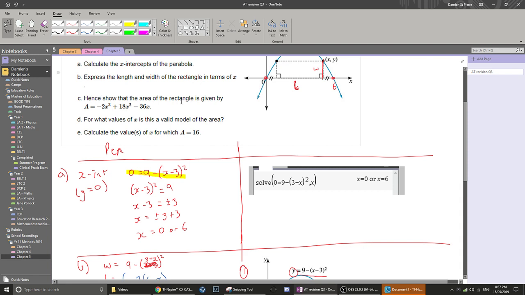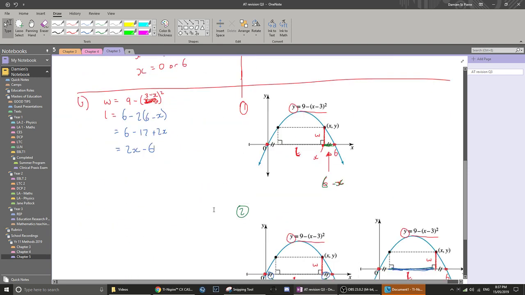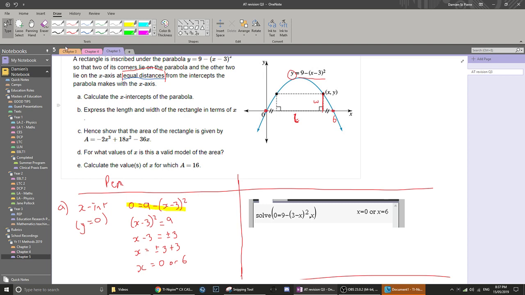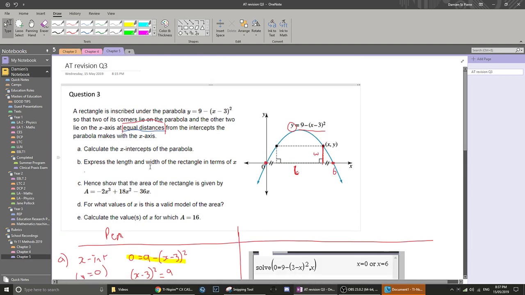Hence show that the area, so part C now, hence show that the area of the rectangle is given by A equals 2x cubed plus 18x squared minus 36. And you'll notice in this section, actually, I haven't touched the CAS. There's no use of CAS. In the next bit, though, it is really handy. This is where it is more efficient.